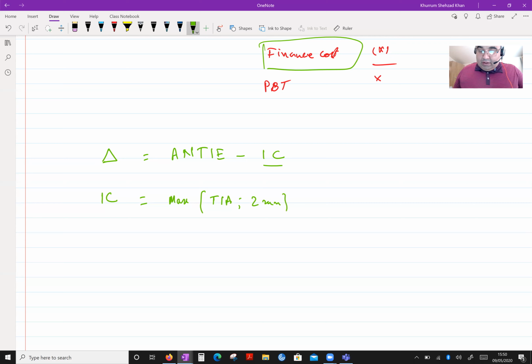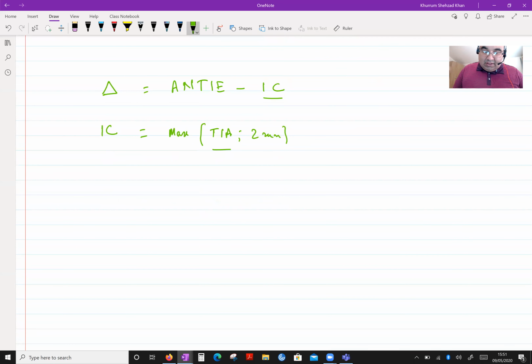Either your total interest allowance is higher than 2 million, in which case this would be the allowed interest capacity, or if your total interest allowance is lower than 2 million, then 2 million is your de minimis limit. So it is the higher of total interest allowance and 2 million. Now, what is total interest allowance?